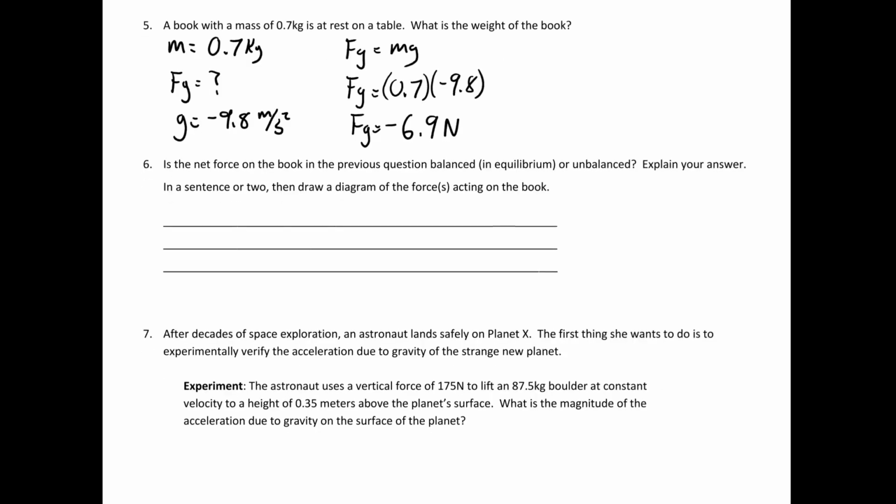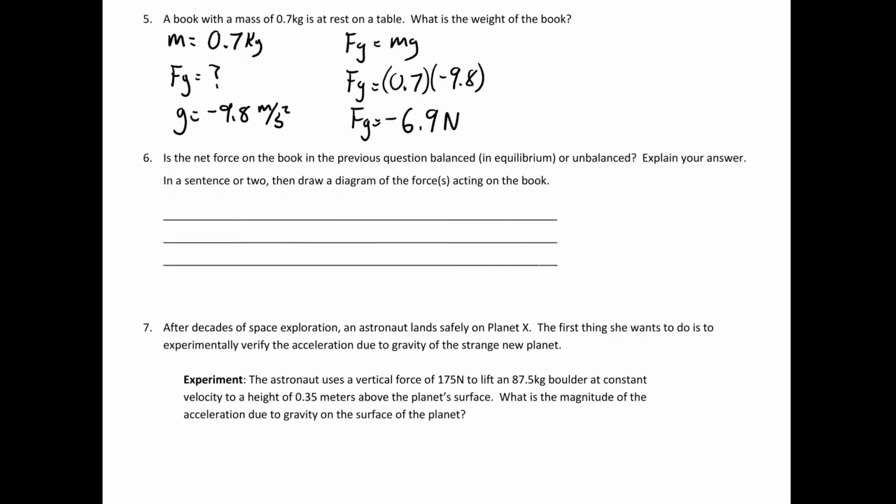Okay, number 6 says, is the net force on the book in the previous question balanced, in equilibrium, or unbalanced? Explain your answer in a sentence or two, then draw a diagram of the forces acting on the book. It's a very weirdly worded question. I'm going to have to rewrite this for next year. They want a sentence or two and a free body diagram.